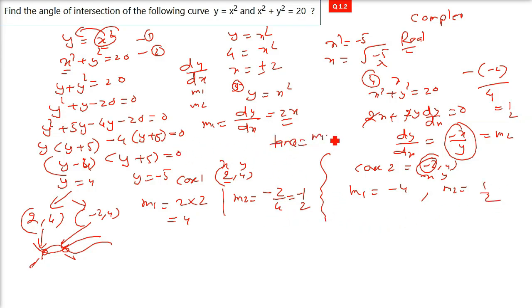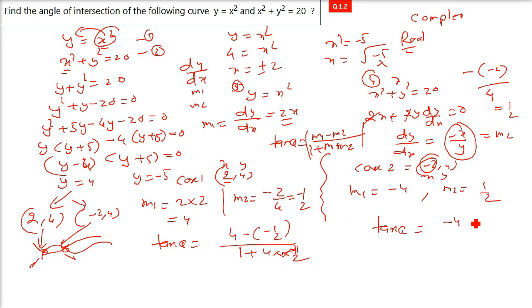Tan theta is what? m1 minus m2 by 1 plus m1 m2, and as I suggested earlier also, you have to take the modulus. It will always be positive. Even if it is negative sign, you have to take it as positive. Alright. So tan theta will be what? m1 minus m2 by 1 plus m1 m2. So 4 minus minus half, 1 plus 4 into negative half. And this will be the first angle between two lines at the first point. At second point, tan theta will be negative 4 minus negative half, 1 plus negative 4 into half.